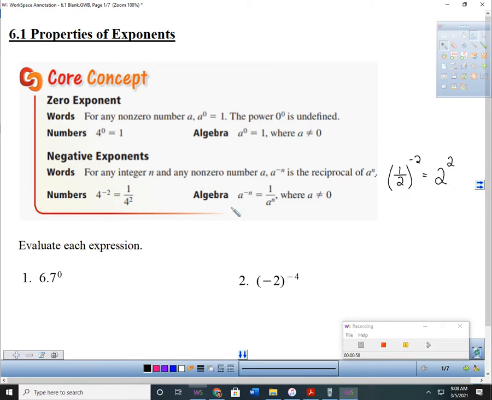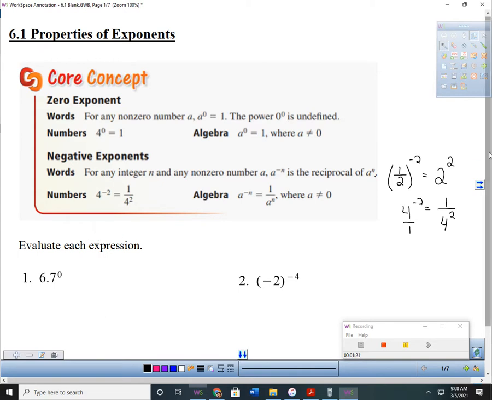All right, so in their example, they had 4 to the negative 2. And so this would be 4 over 1. So it would be 1 over 4 to the positive 2. Okay?